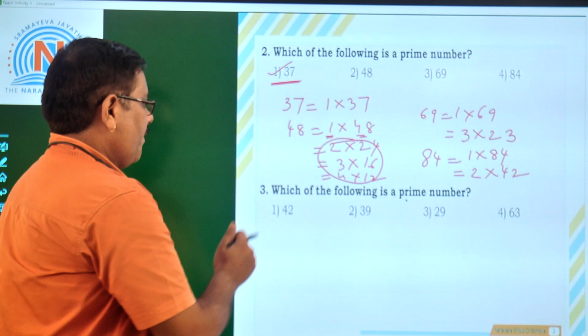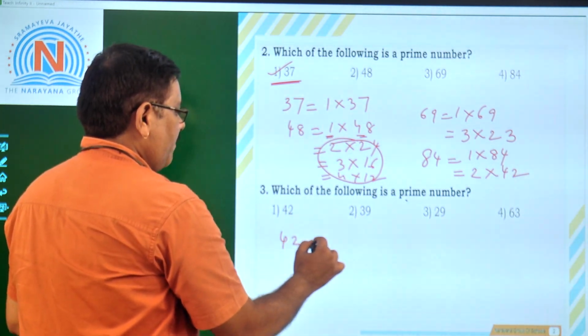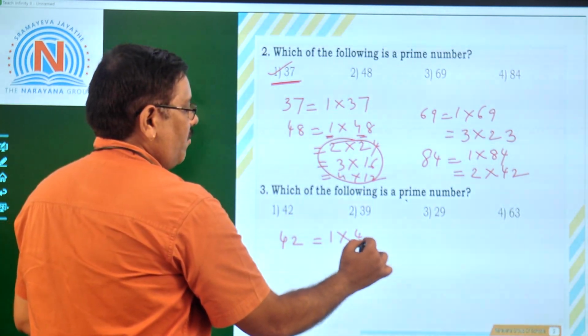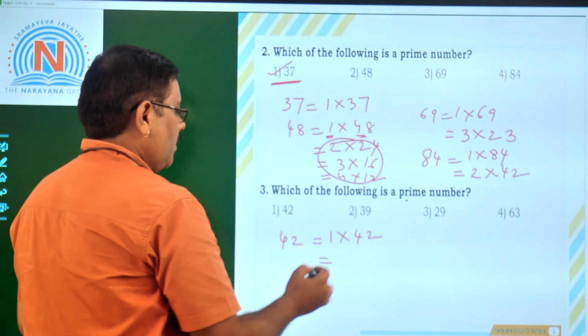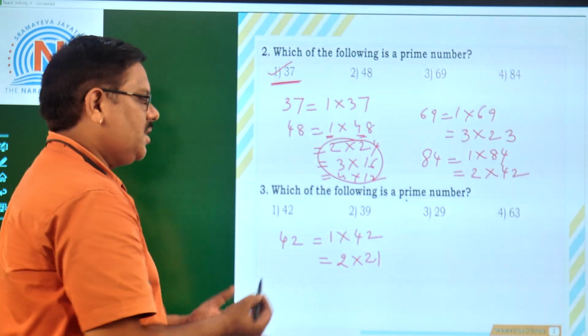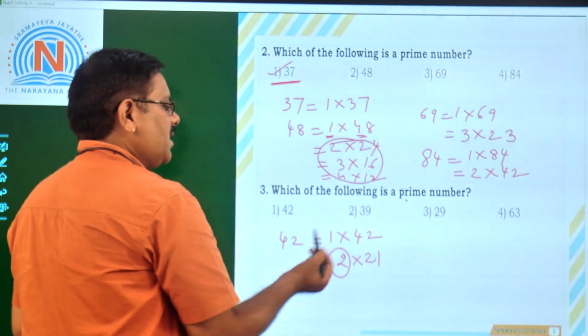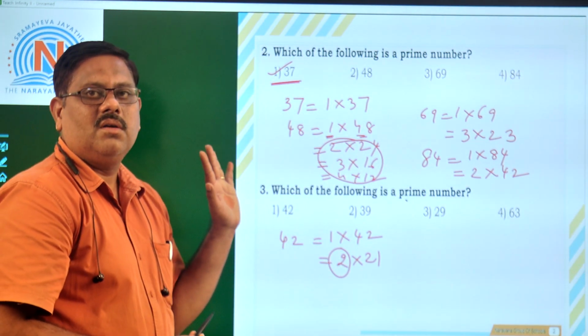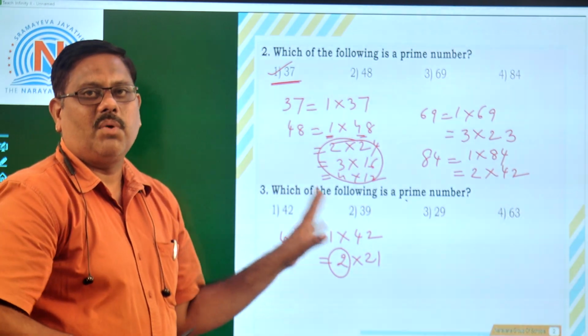Say, if you take 42, first option, let us verify. 42 can be written as 1 into 42. Not only 1 into 42, you can write it as even 2 into 21. That's it. One extra factor is enough to say that it is not a prime number. So 42 is not a prime number at all.